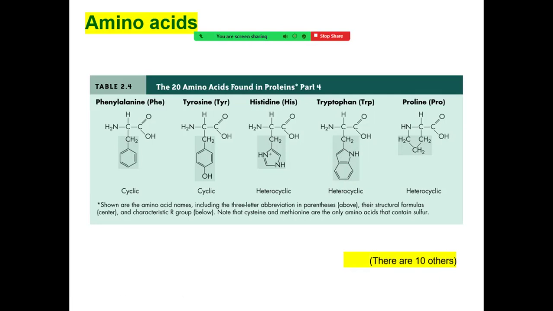Amino acids always have a polar group. Actually, they have two polar groups because the amino group is always polar. The carboxyl group is always polar. And then the R group can be either nonpolar like that one, or it can have polar regions like this one. Any question about that?